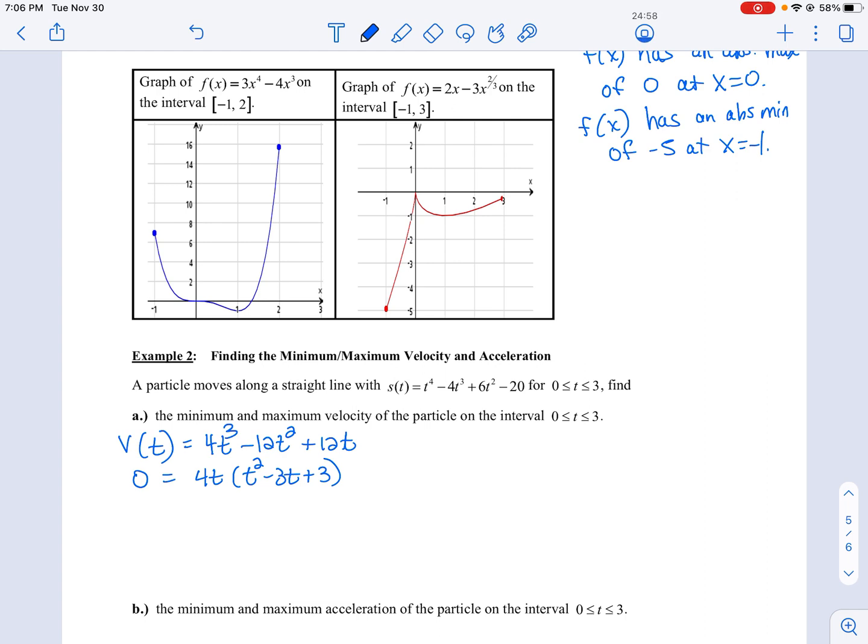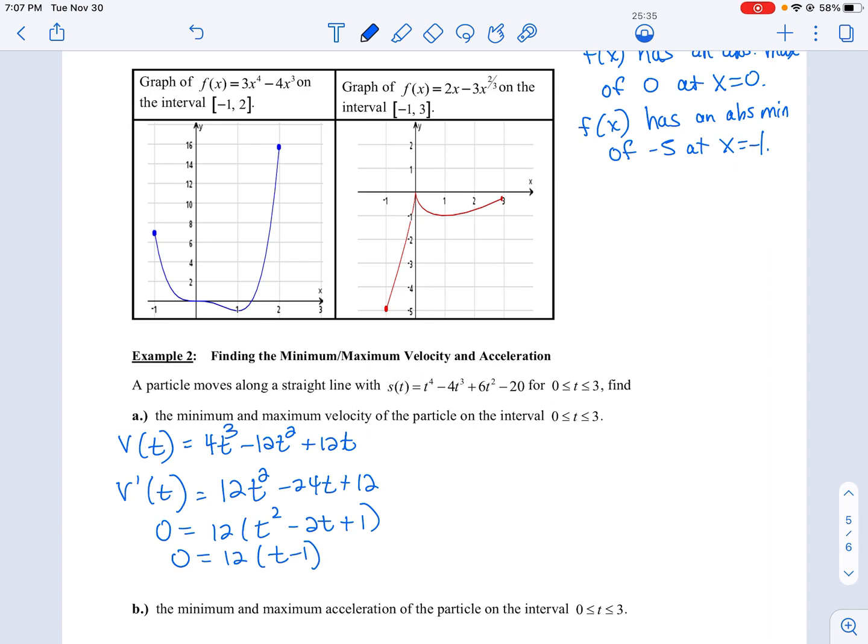Actually, I do not want to know that. Hold on. Let me do a quick erase. Okay, if I want to do the minimum and maximum velocity, I need to know the derivative of the velocity, don't I? There we go, just caught that. If I want the minimum and maximum velocity, then I need to find the derivative of the velocity. Now I'm cooking. So I'm going to factor out the 12. And this is going to factor beautifully.